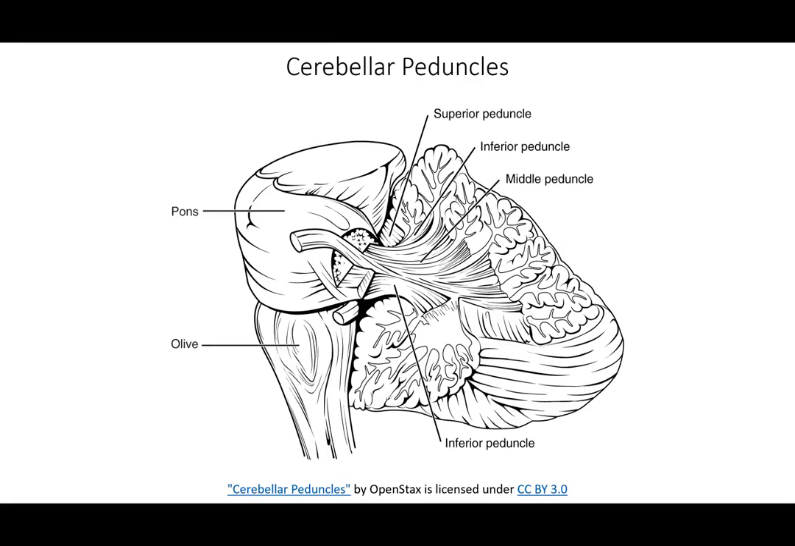And then this is showing the cerebellar peduncles, so those structures that are helping with that integration and connection between the brainstem and the cerebellum.